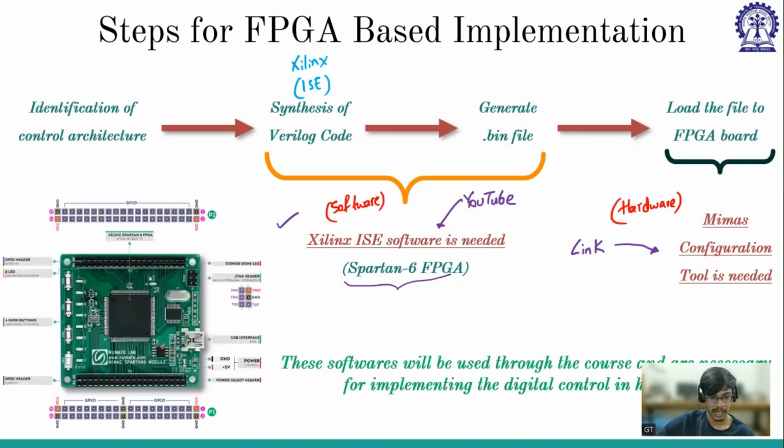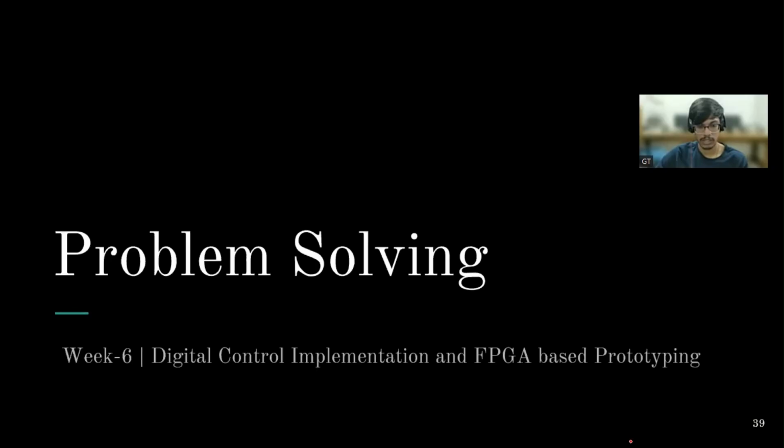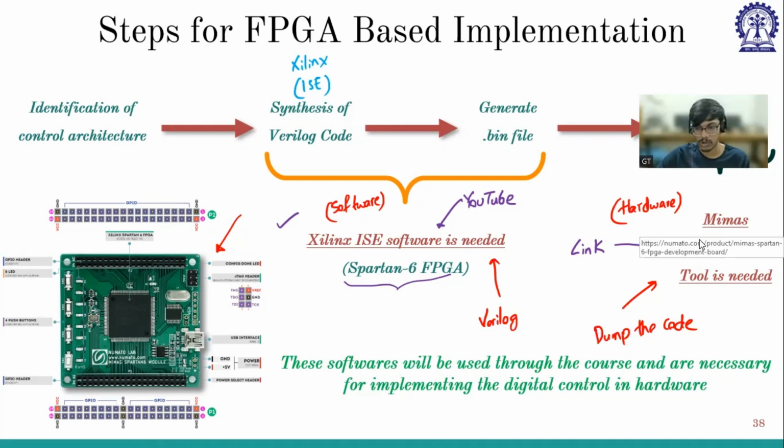So this is the MIMOS, the Spartan 6 FPGA board that we will be using in this course. And these softwares will be used throughout the course and are necessary for implementing the digital control in hardware. So this software is needed for Verilog, and this software is needed to dump the code or load the code in the board. So the next session will be problem solving. So before that, let me open this link.